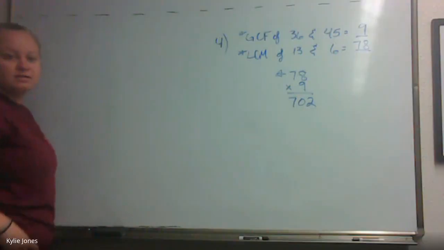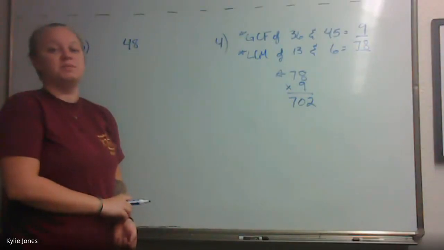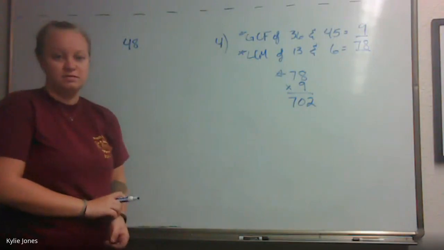Would it be the same if we multiplied 36 times 45 times 13 times 6? No, that number would be much, much, much bigger than 702.